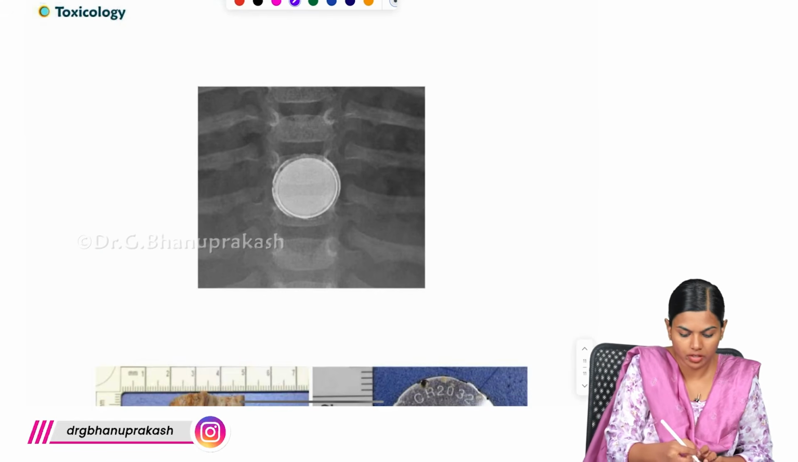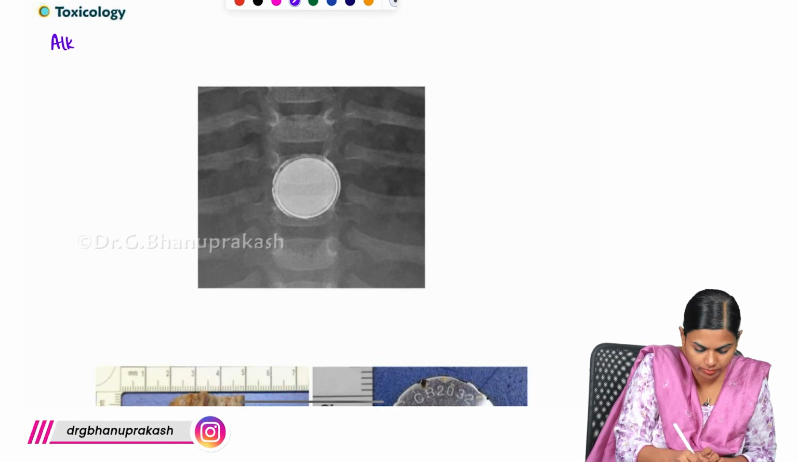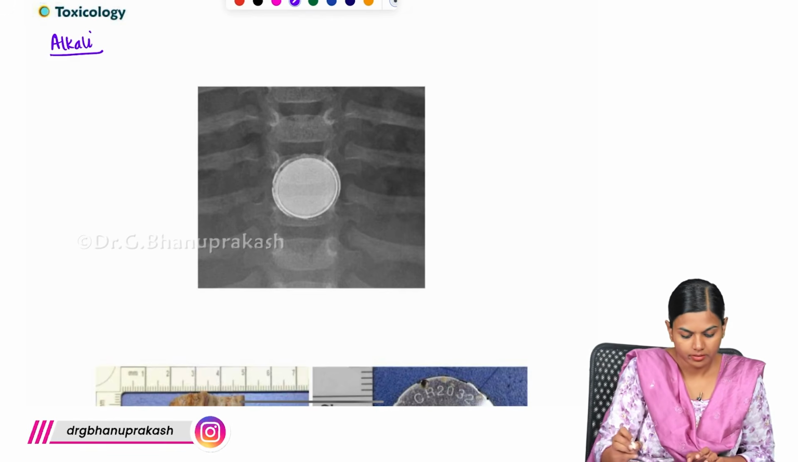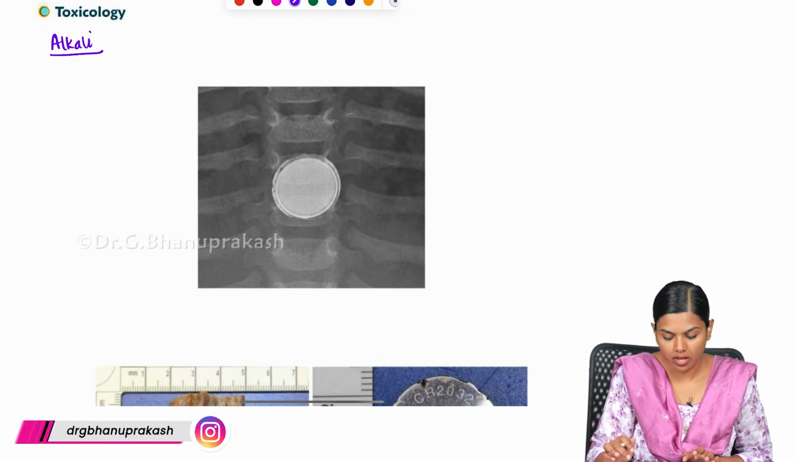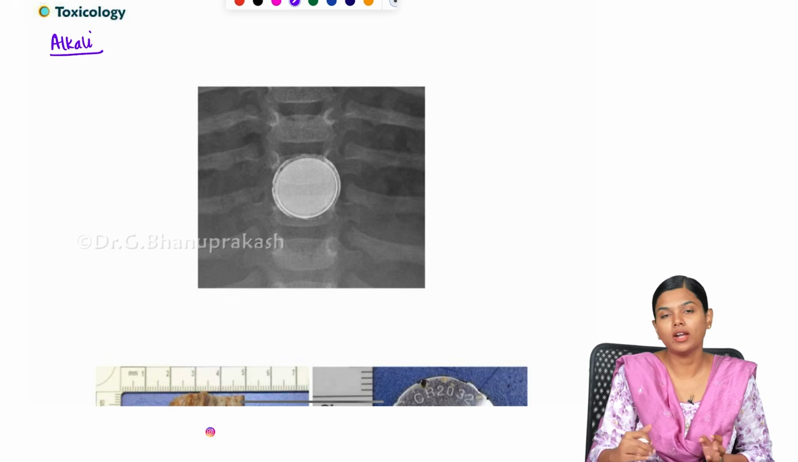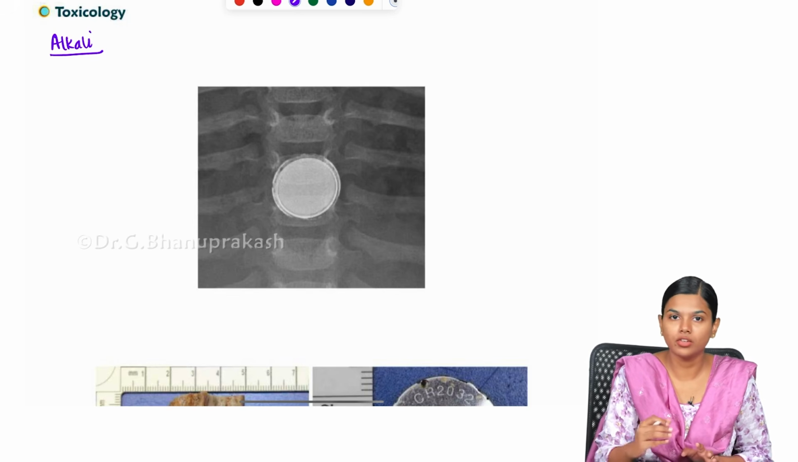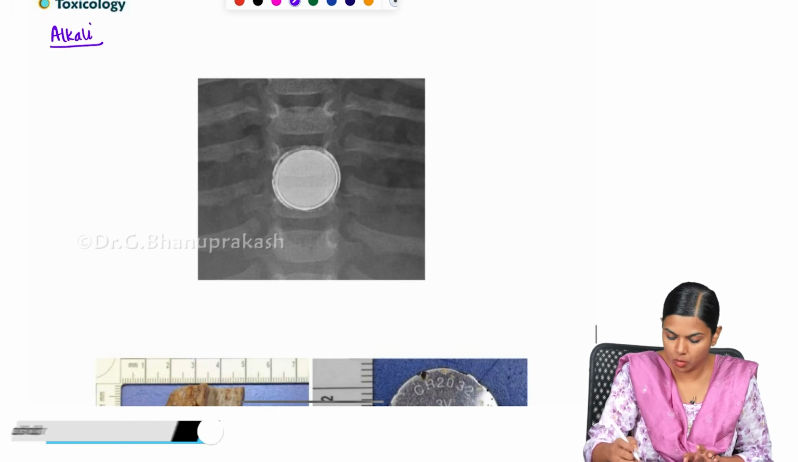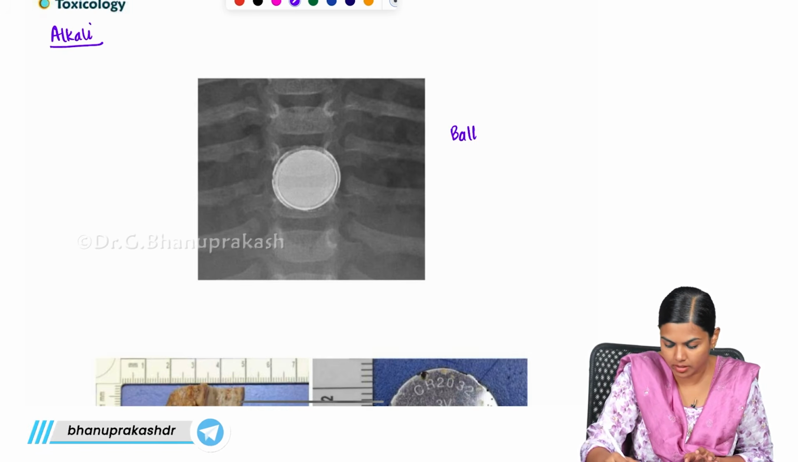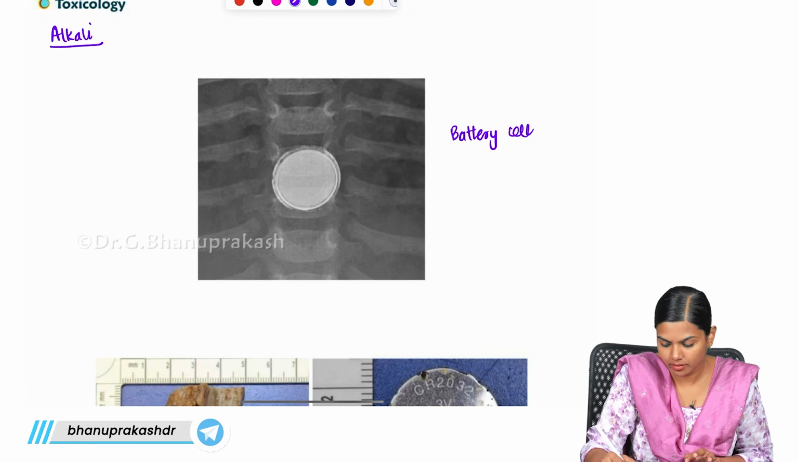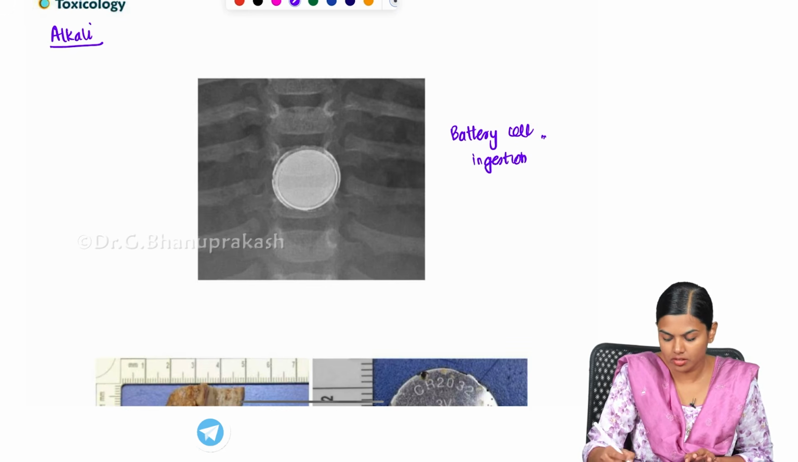Next, what we are going to see is alkali poisoning. Alkali poisoning is not as common as acid, but whenever you get alkali poisoning, it is mostly battery cell ingestion. This is the most common mode by which you will get alkali poisoning.